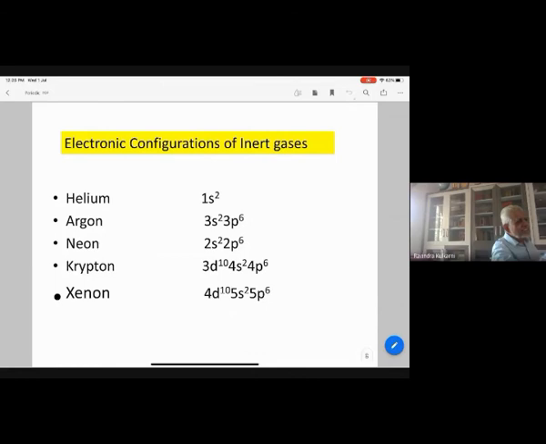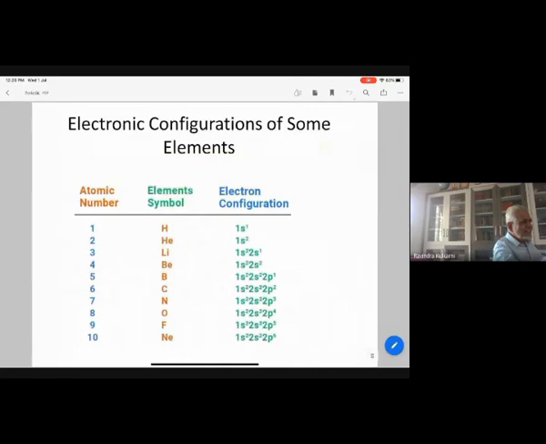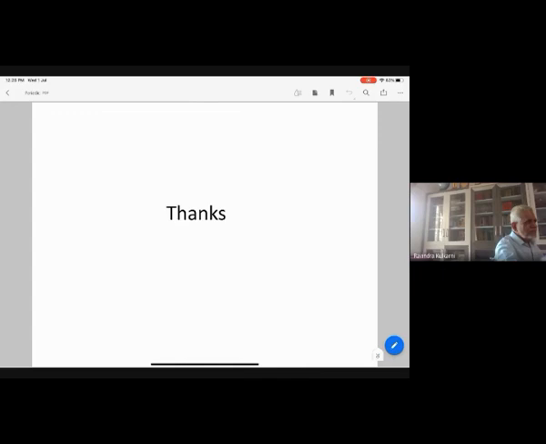Anything else? Yeah, I think I should change some of these pictures. The person who drew these pictures just drew the first 10 atoms. So just by looking at the third column, we know all about that particular atom. Okay, I think this is enough for me at the moment.